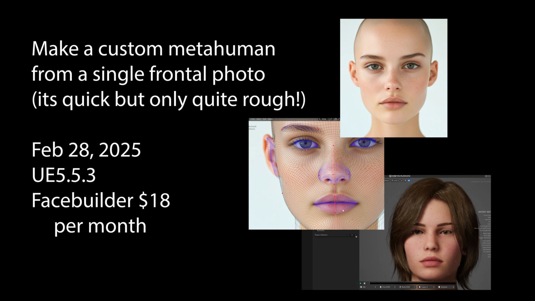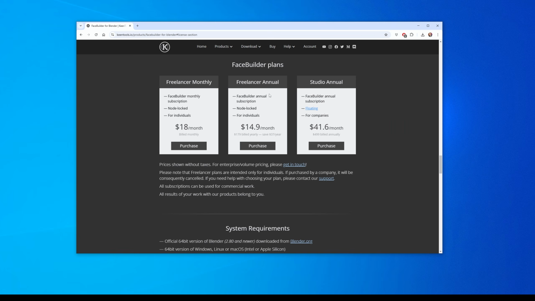If you want to make a really quick custom MetaHuman for as cheap as possible without using those really expensive plugins like MetaPipe or MeshMorpher, this just uses a single plugin that's quite cheap called FACEBUILDER. It's only $18 a month and you can create lots of custom MetaHumans at once with it if you want to. All right, let's go through the process.